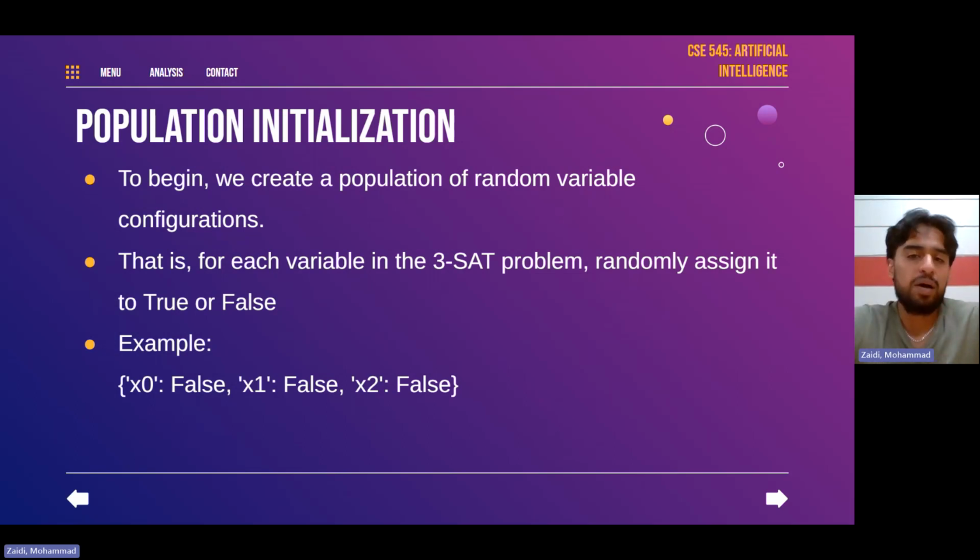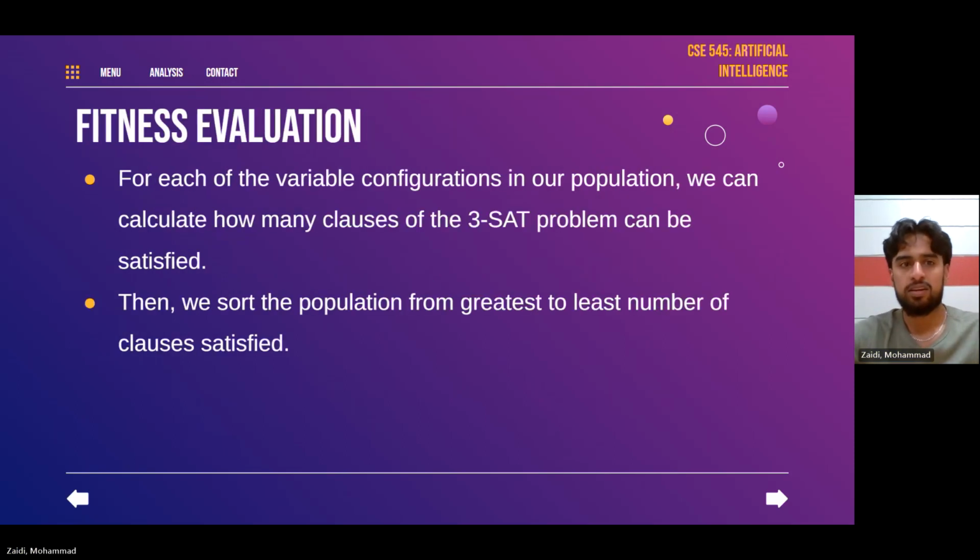initialization, we create a population of just random variable configurations. So we know the variables in the problem. Let's set some of them to true, some of them to false, completely randomly. And this will make the basis for our initial population. That is, for each variable in the three-step problem, we randomly assign it to true or false, like we have below with this dictionary of x0 being mapped to false, x1 being mapped to false, x2, once again, randomly being mapped to false. However, it could have been any random configuration.